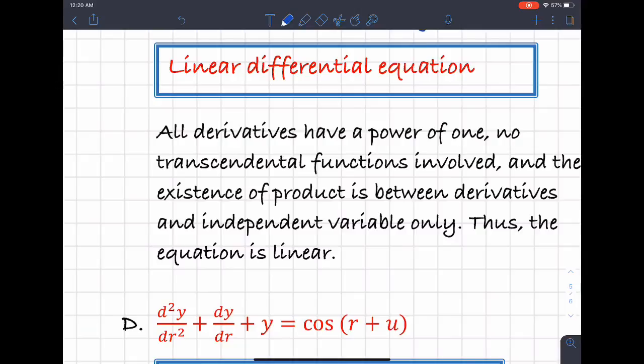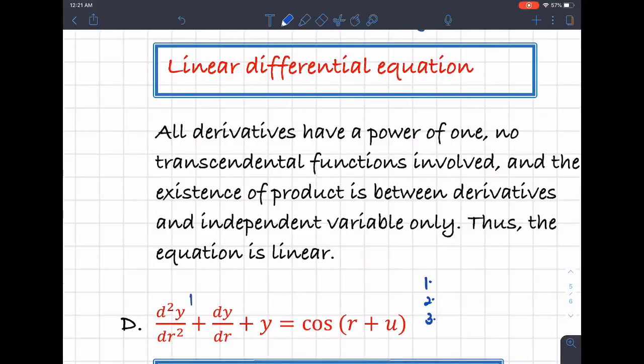And then lastly, can we classify this one as a linear or a nonlinear differential equation? So let's classify. First things first, the derivatives. The power of this is 1, the power of dy over dr is 1, and the power of our dependent variable y is 1 as well. So it satisfies our first criterion. Second criterion, no transcendental functions. We have a transcendental function, which is cosine.